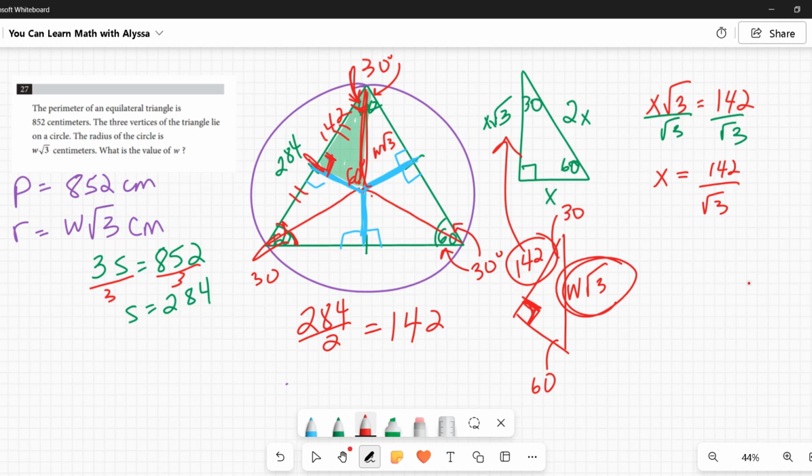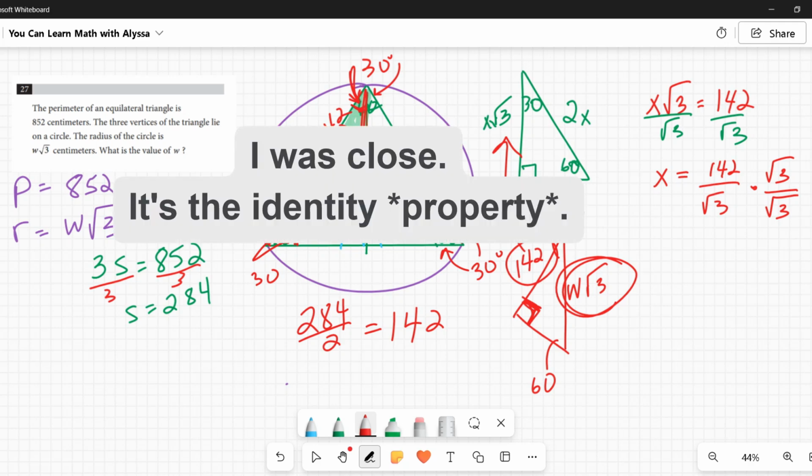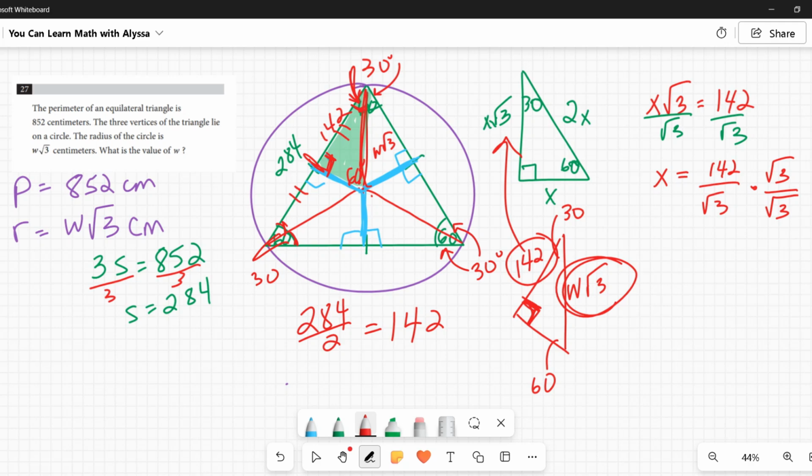How do we do that? We're going to multiply by that radical over itself. Two reasons for this. One, any number over itself except for 0 is equal to 1. So square root of 3 over square root of 3 is equal to 1. And we can multiply any number by 1 and not change it. That is the identity property. You can multiply a number by 1 and it won't change it. So I'm not changing anything by multiplying it by square root of 3 over square root of 3.